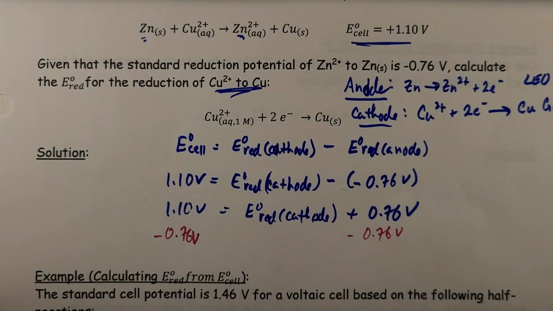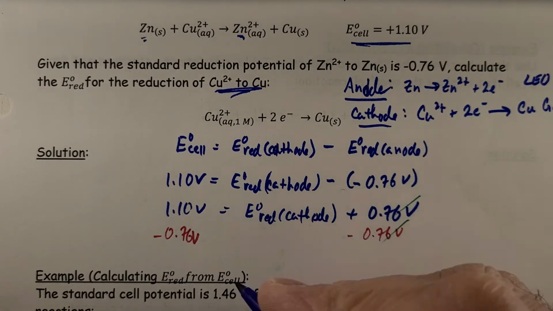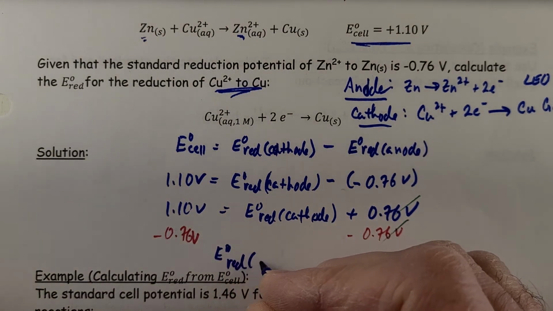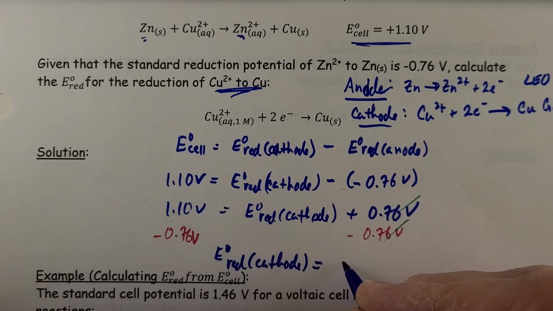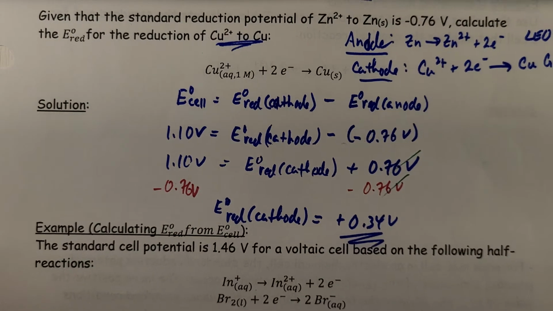And of course this will cancel on this side. That'll leave us with E reduction at the cathode equals that, which works out to be plus 0.34. It doesn't hurt to write down the plus, even though writing a number without a sign implies that it's positive. It's a good idea to do it anyway. All right, so there we go.